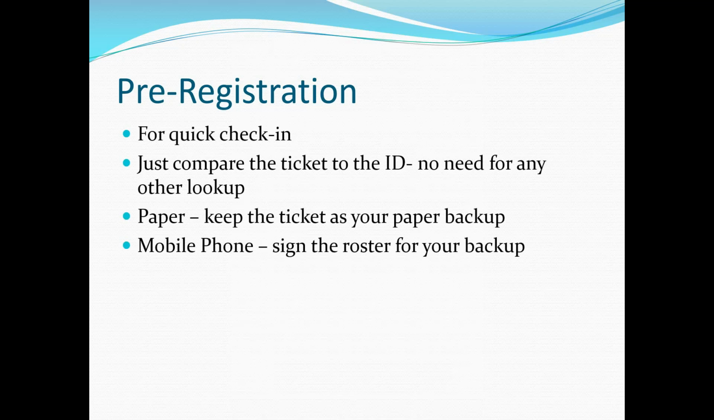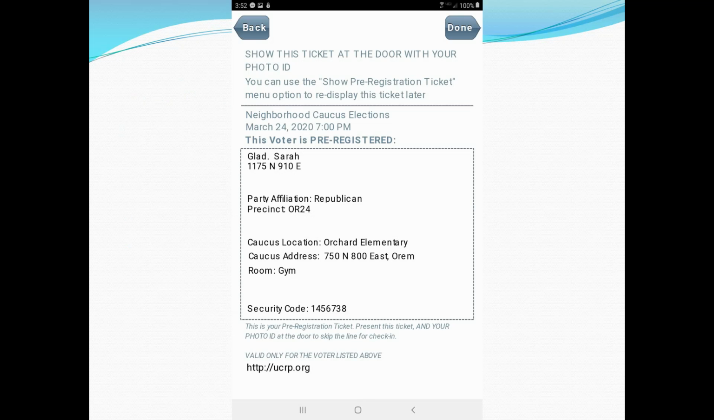And if the ticket is on the mobile phone, and they just show you their ticket and their ID, then you have them sign the roster, and that's for your paper backup. And, of course, give them voting credential if your precinct is using that. This is what the ticket looks like, whether it is printed out on paper or if it is on the mobile app. This is how it looks. You should be able to spot it.